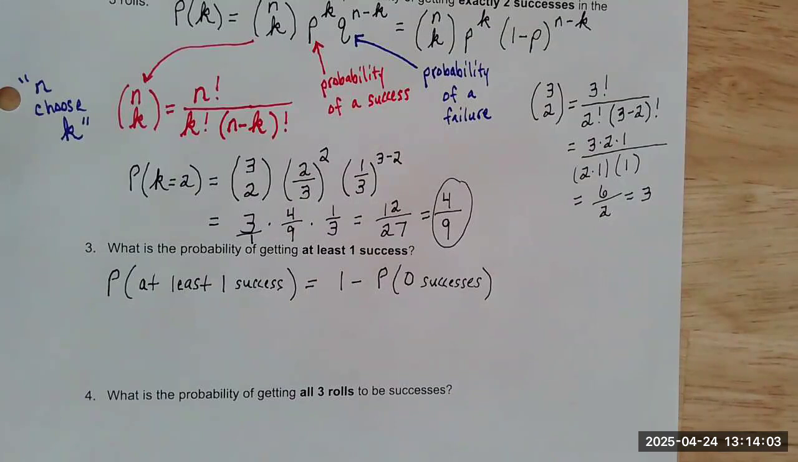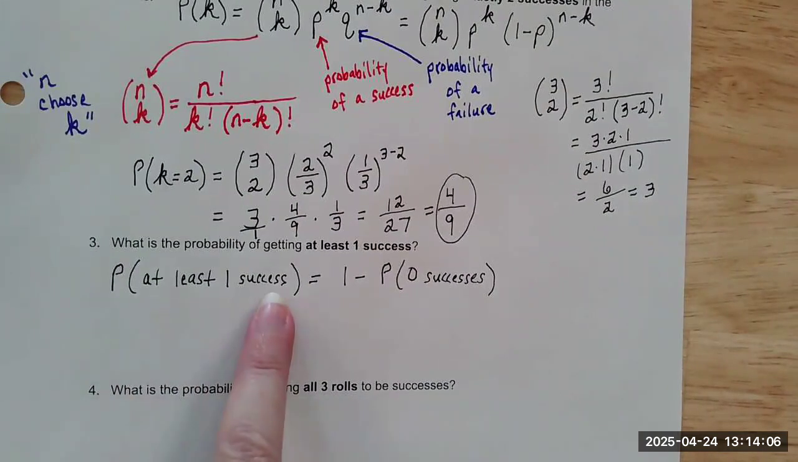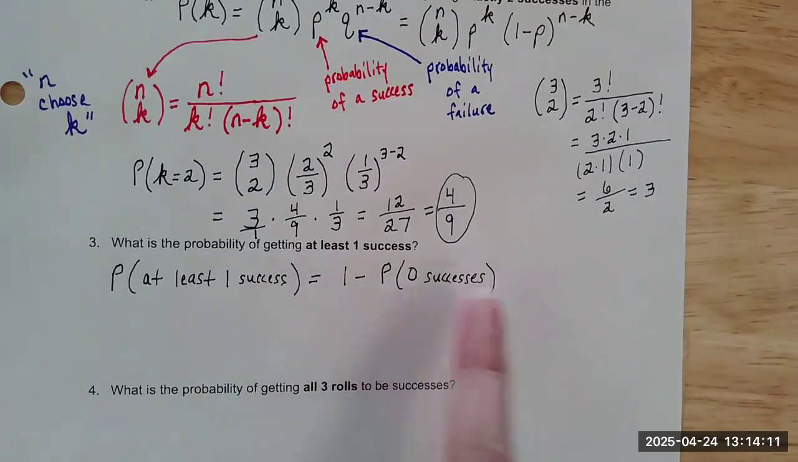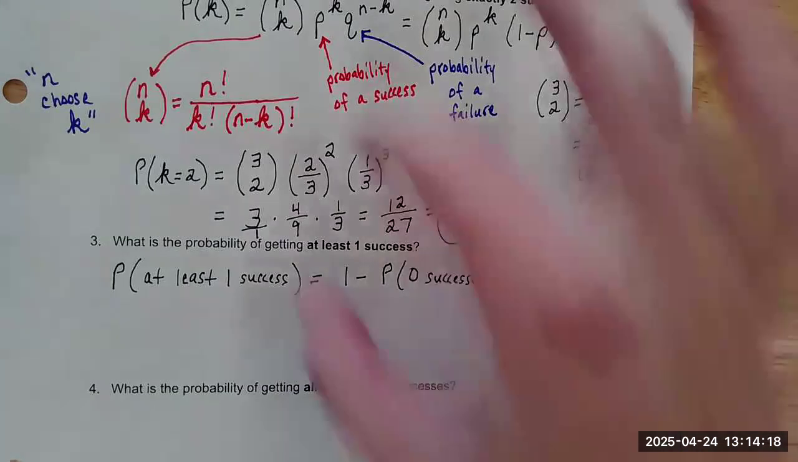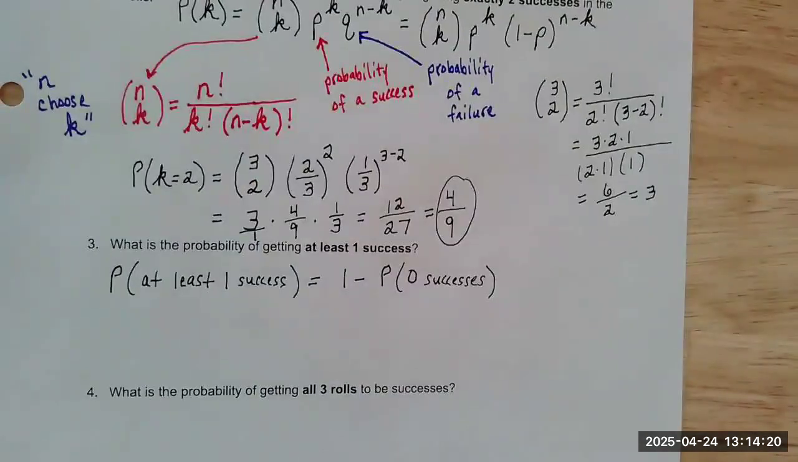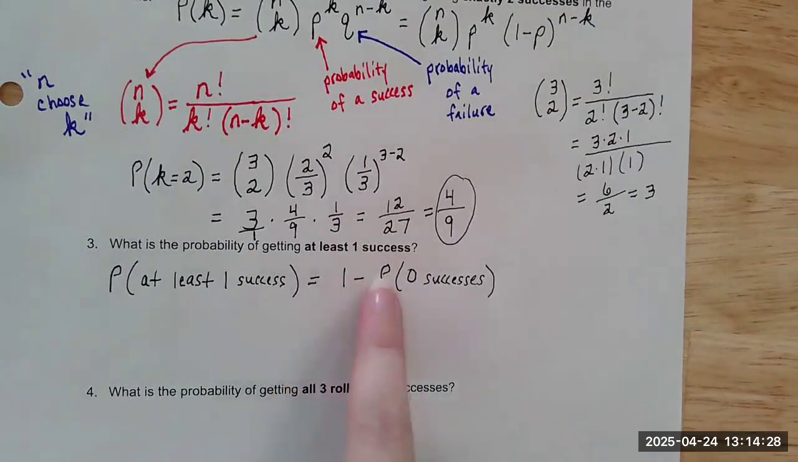Or if we recognize that the probability of getting at least 1 is the same thing as the complement of 1 minus getting none of them, then we have less we have to do. So it is possible to do it the other way, but we would need to use this exact formula that we used for 2. We'd have to do it for 1, for 2, and for 3 and add them up. But it's going to be easier if we just do 1 minus the probability of getting none of them as an S.